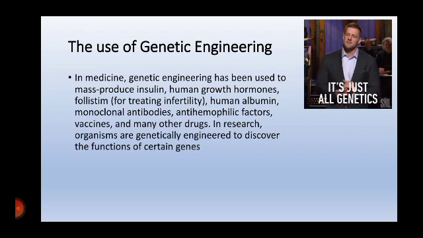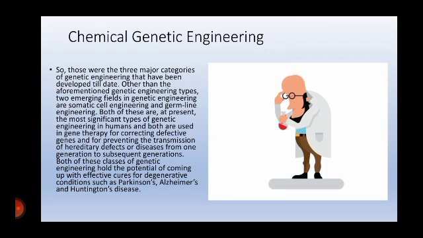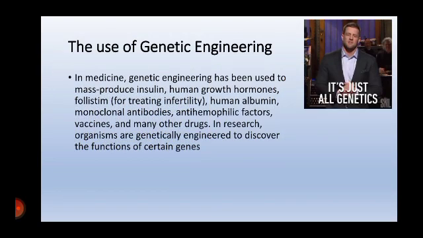Other than the aforementioned genetic engineering types, two emerging fields in genetic engineering are somatic cell engineering and germline engineering. Both of these are at present the most significant types of genetic engineering in humans, and both are used in gene therapy for correcting defective genes and for preventing the transmission of hereditary defects or diseases from one generation to subsequent generations.